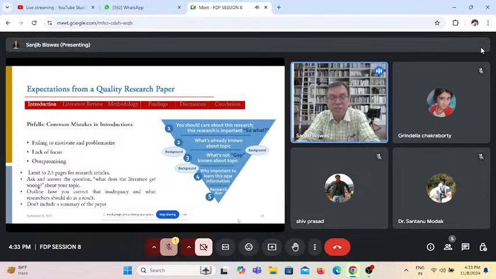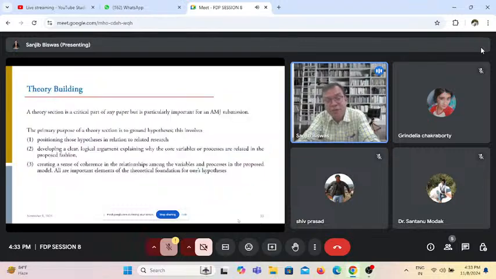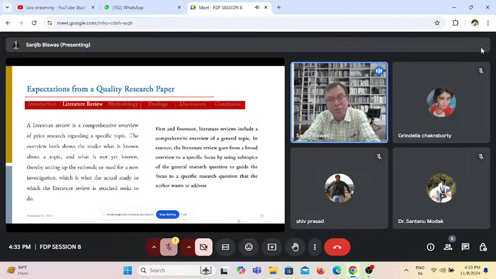The introduction section most of the time fails to motivate and lacks focus. Theory is very important. How did you select the criteria, the variables, the methodology? Why is this problem important? That must be backed by some theoretical foundation, so theory building is important. The literature review must be crisp and to the point, yet not so long.